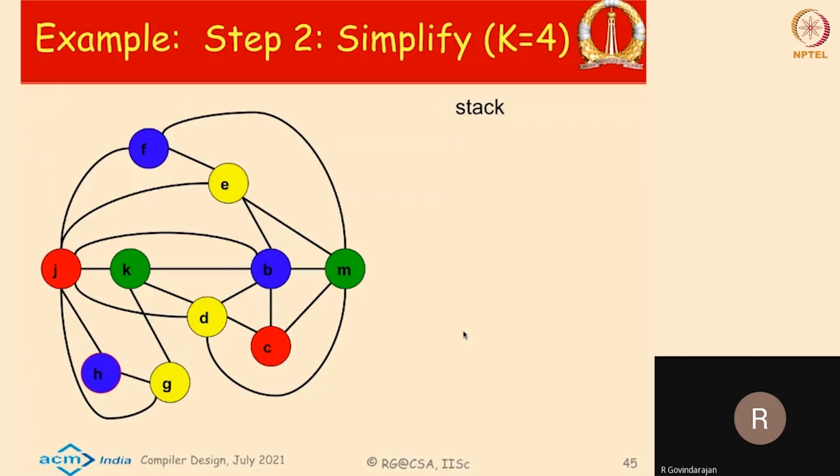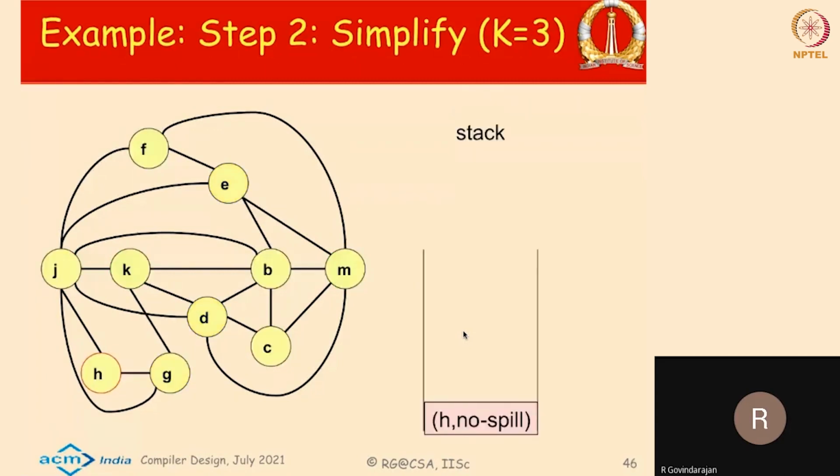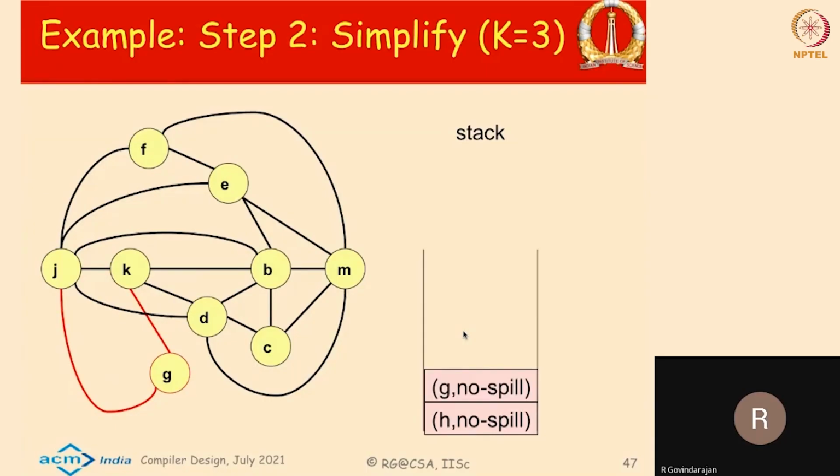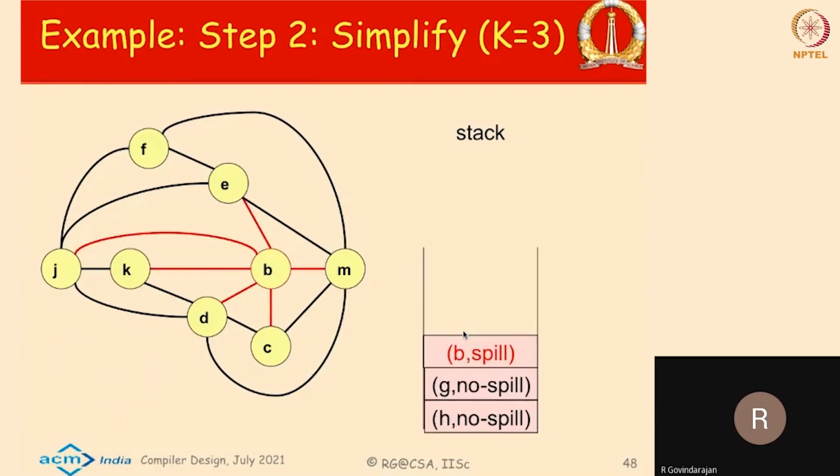So these 4 colors correspond to 4 different registers. So let's ask the question: what happens if you have only 3 colors? Let's do this a little bit quickly. H can be removed, it has only 2 edges. Then G can be removed, only 2 edges. And now you have a situation where every node has 3 edges, right? Remember, K is equal to C.